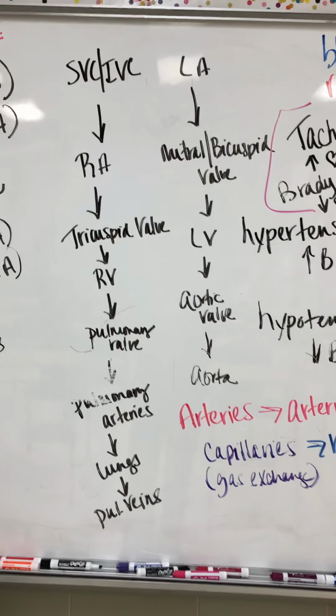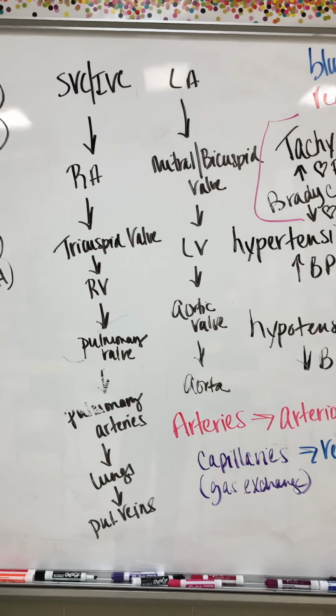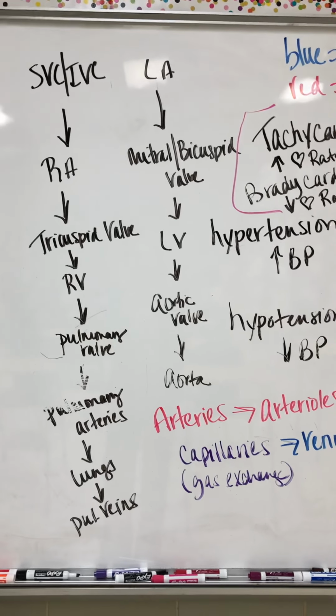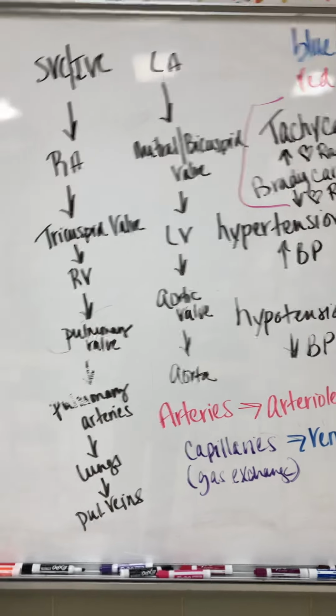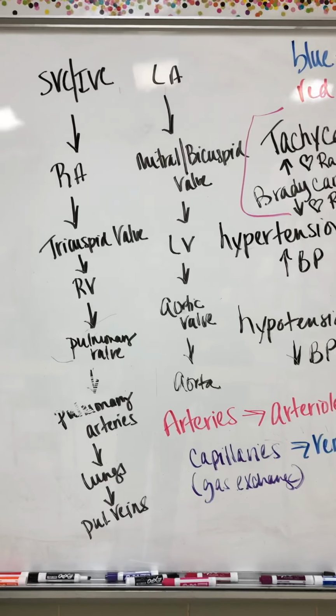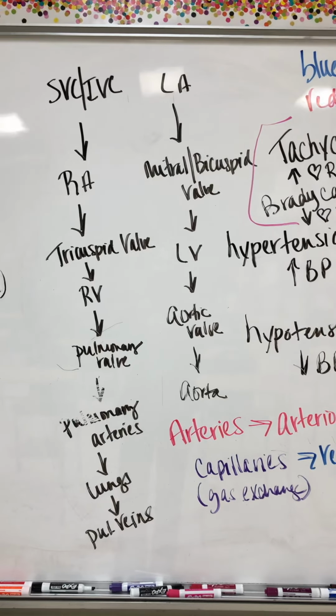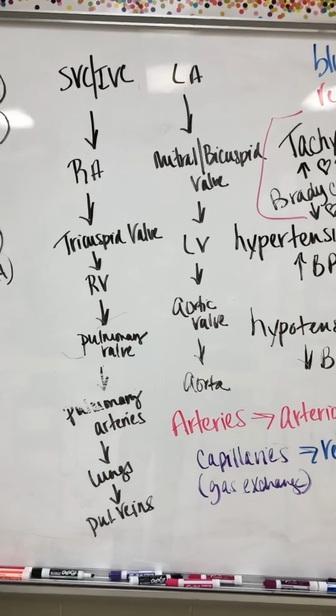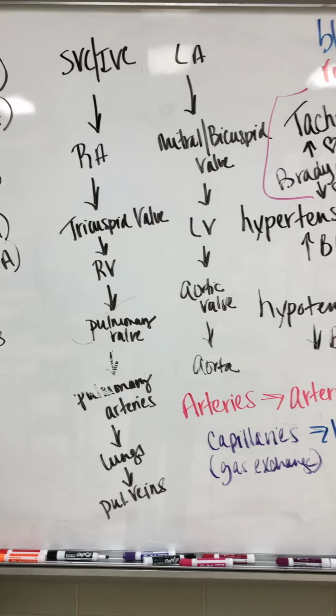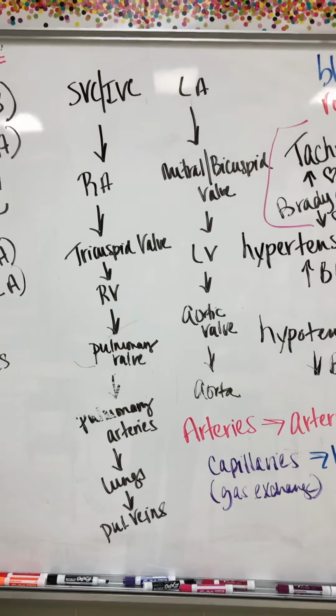So that's what we focused on Monday and Tuesday in class. We focused on labeling the heart, knowing how the heart is set up, which valves are on which side and all that kind of stuff. And we focused on blood flow through the heart. How does the blood flow through the heart, get to the lungs, and get oxygen again, okay? The Khan Academy videos, again, are very great for that.